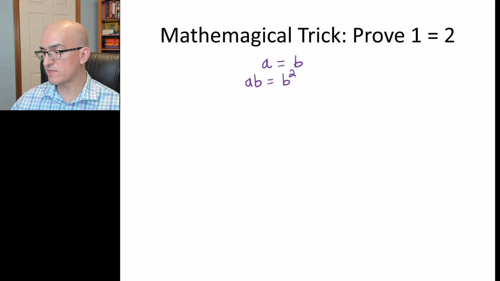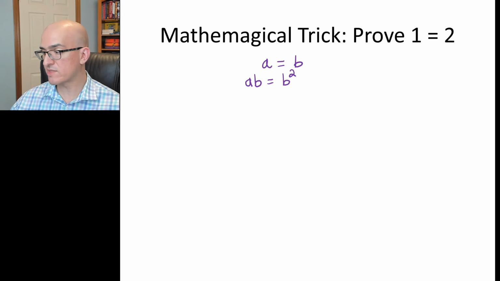And the line when we go from here to there. And the error is the division. When we cancel, we are dividing both sides by b minus a. So what? Okay, what is b minus a if a is equal to b? If b equals a, then b minus a equals 0.